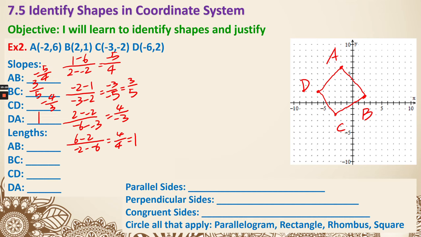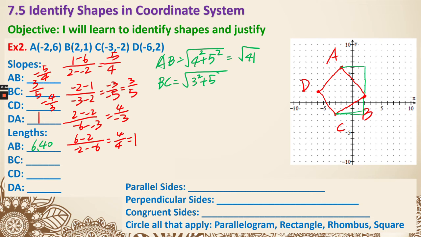Next, for the length, AB. You can draw the right triangle again, which is right here. AB is actually a 4 by 5, so it's got to be 4 squared plus 5 squared, which is square root of 41, which put in the calculator should give you 6.40. Next, BC. BC, right triangle is right here. Right here is going to be a 3 by 5, so 3 squared plus 5 squared. That is going to be a square root of 34. Put in your calculator, that should give you 5.83.